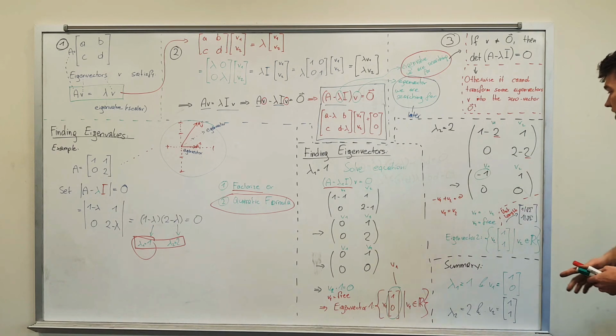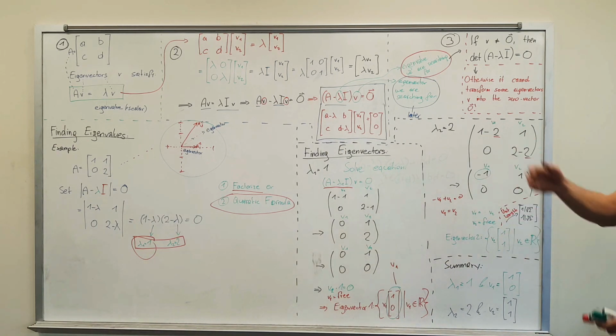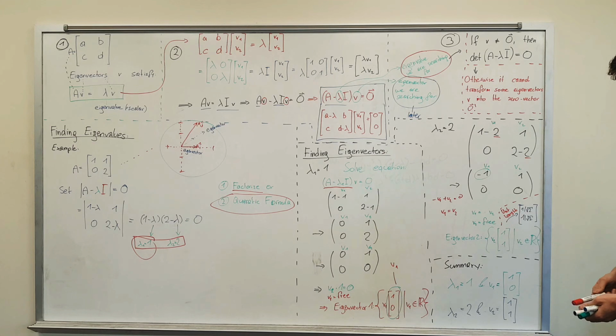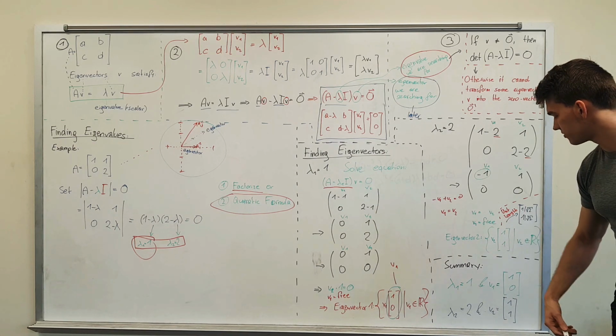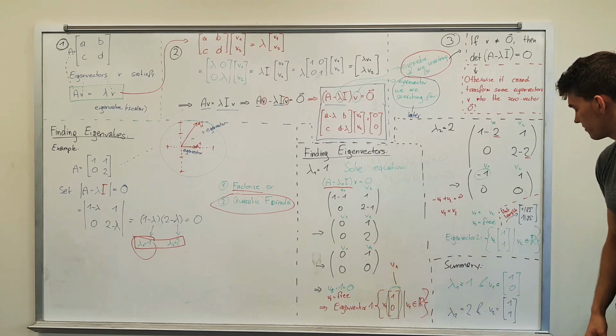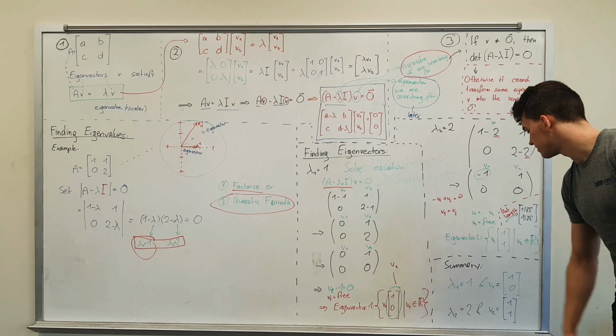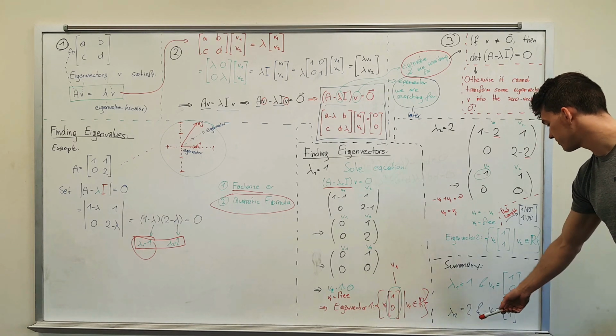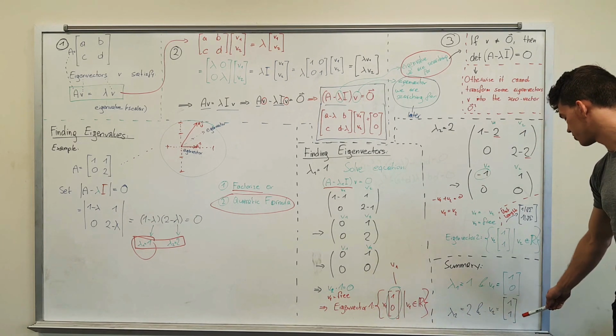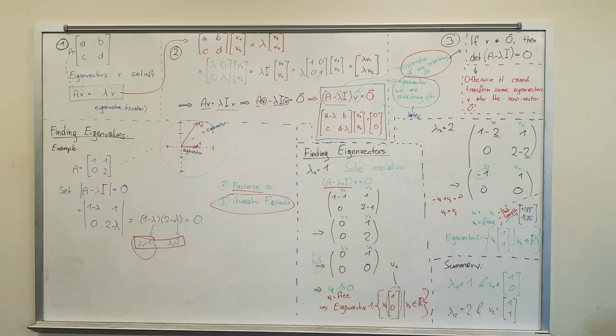So we found the eigenvalues and the vectors of this example transformation. The eigenvalue of the first one is 1, and the corresponding eigenvector is this thing. And this is the eigenvalue of the second eigenvector, which is this eigenvector. And that's it for that.